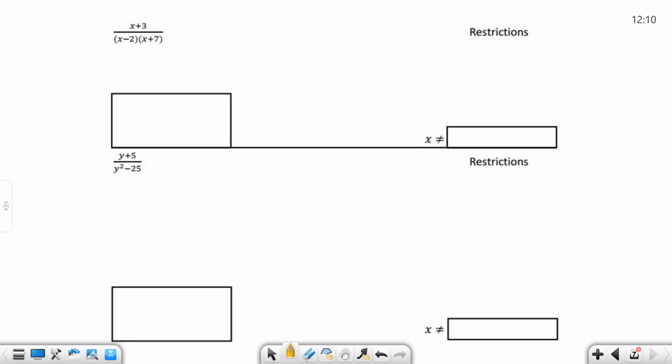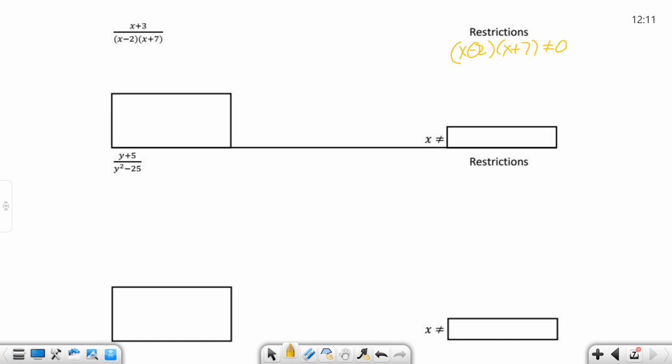So let's look at some more of these with these restrictions. Okay, let's look at some more restrictions. So this one, again, denominator not equal to 0. Well, guess what? That's already factored. How glorious is that? I have students all the time that go FOIL this out. Why? It's already factored for you.